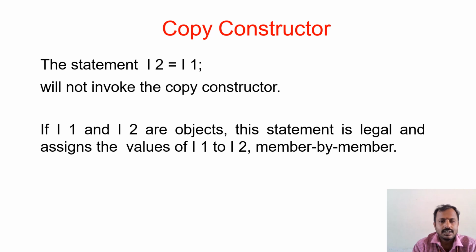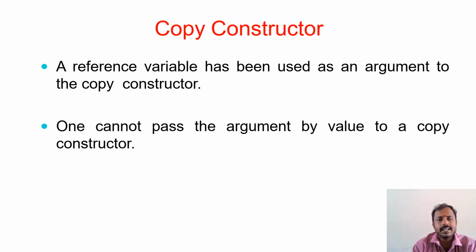The statement i2 = i1 will not invoke the copy constructor. If i1 and i2 are objects, the statement is legal and assigns the value of i1 to i2 member by member. A reference variable is used as the argument to the copy constructor. One cannot pass the argument by value to the copy constructor. We can always pass the value as a reference to the copy constructor.